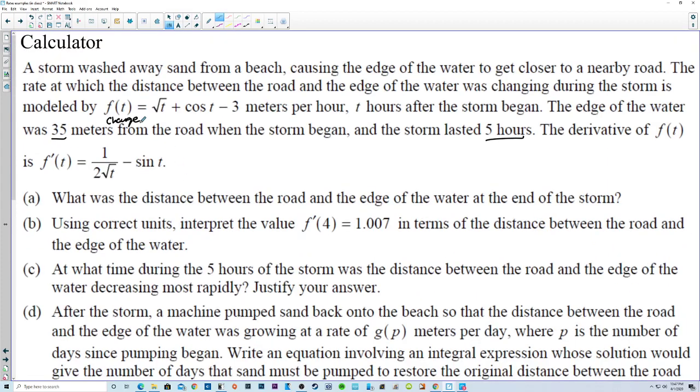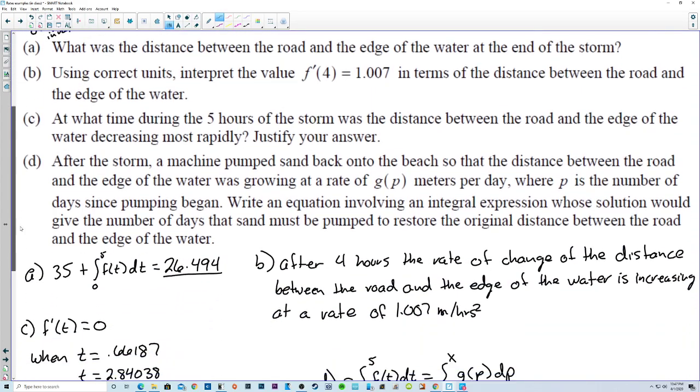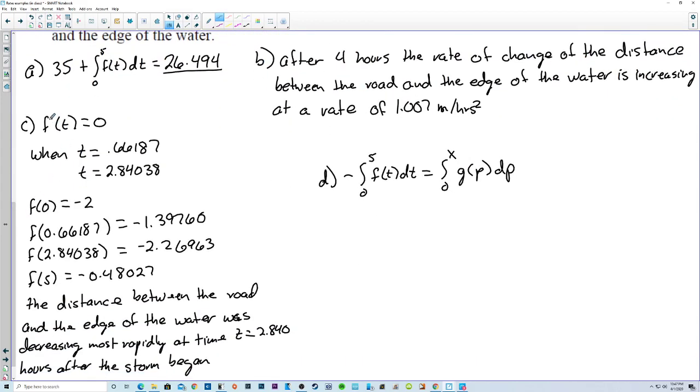So if they give you f as a rate, then the derivative is the change in the rate. At what time during the 5 hours of the storm was the distance between the road and the edge of the water decreasing most rapidly, and justify your answer? So we want to know where the first derivative is equal to 0. Now I used my calculator to do this, and it turns out it's at 0.66187 and 2.84038.